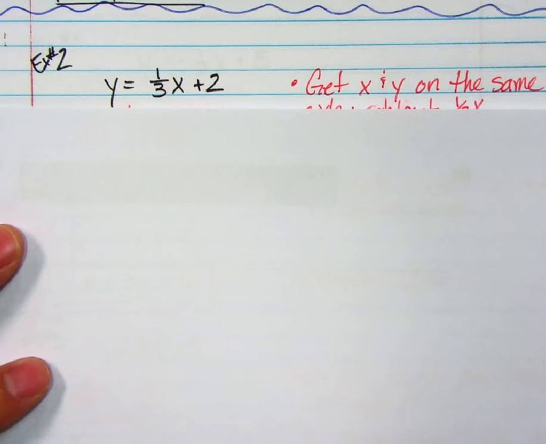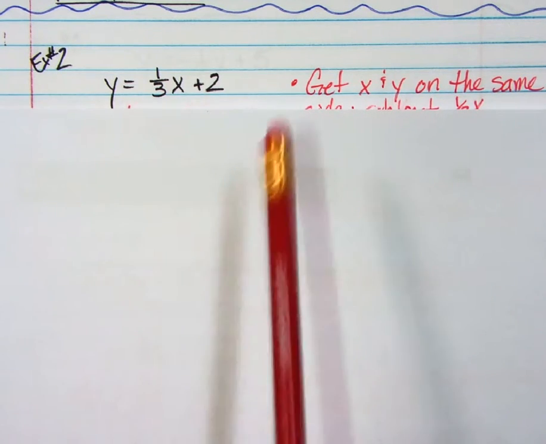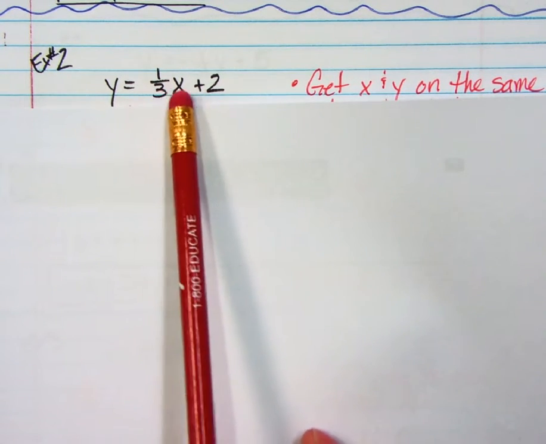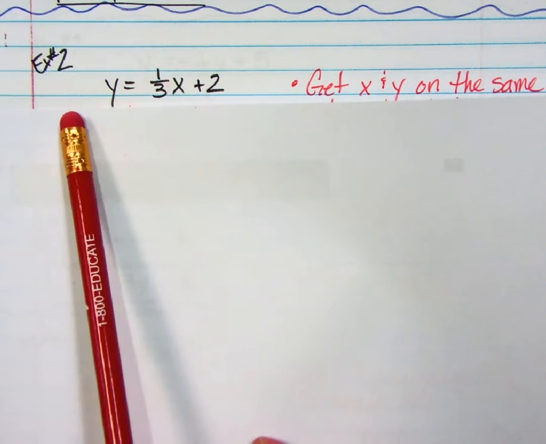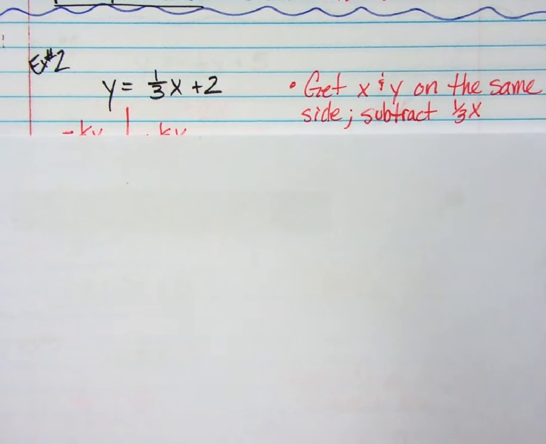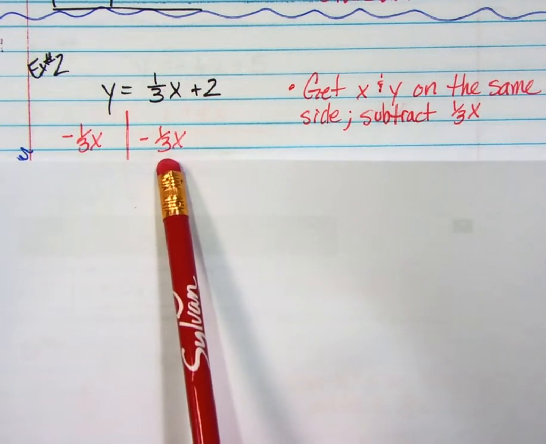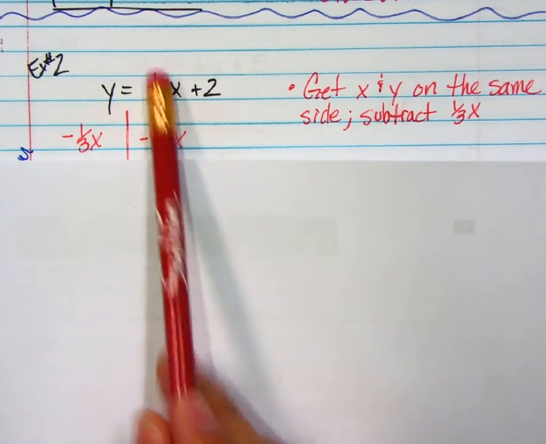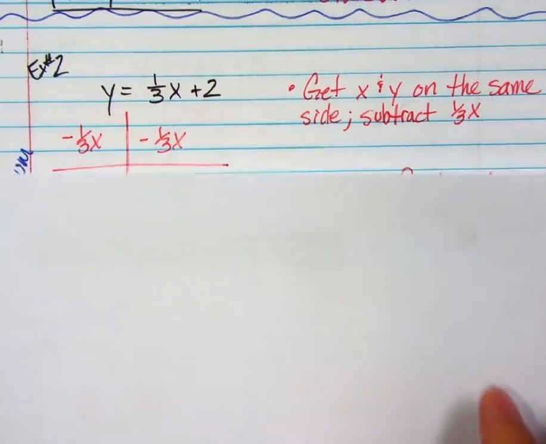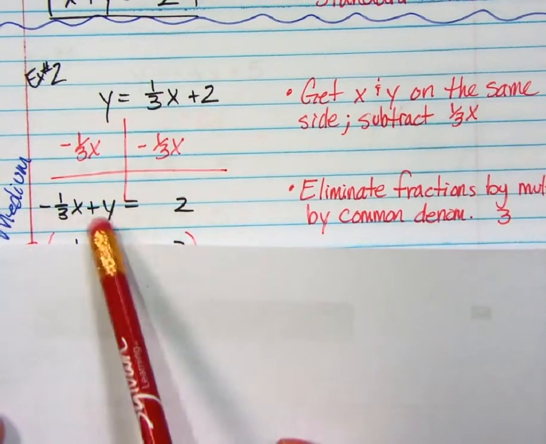Let's try another. This I would consider a medium type of question because I got to get this -1/3 x, because x is here, onto the other side. How do I do that? Well, I have to subtract 1/3 x from both sides. I do that so that these will go away. They cancel out. And I'm left with something that looks like this.